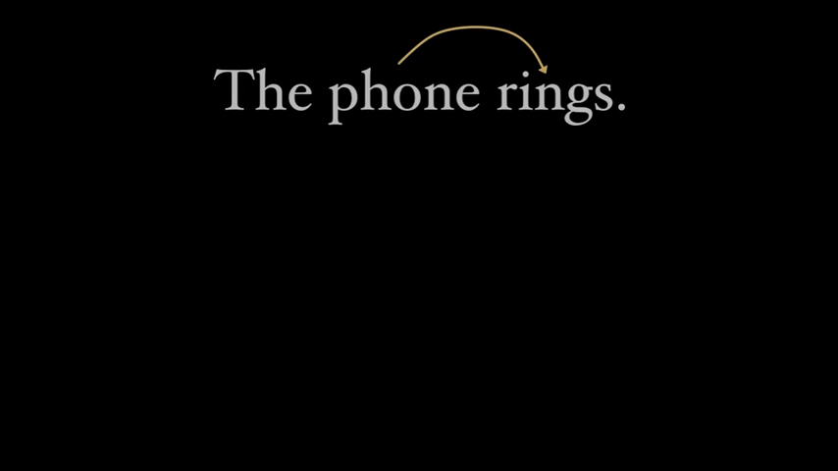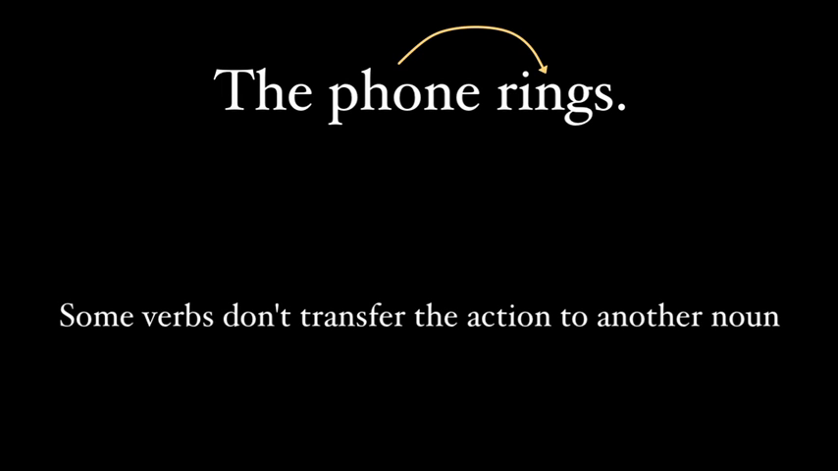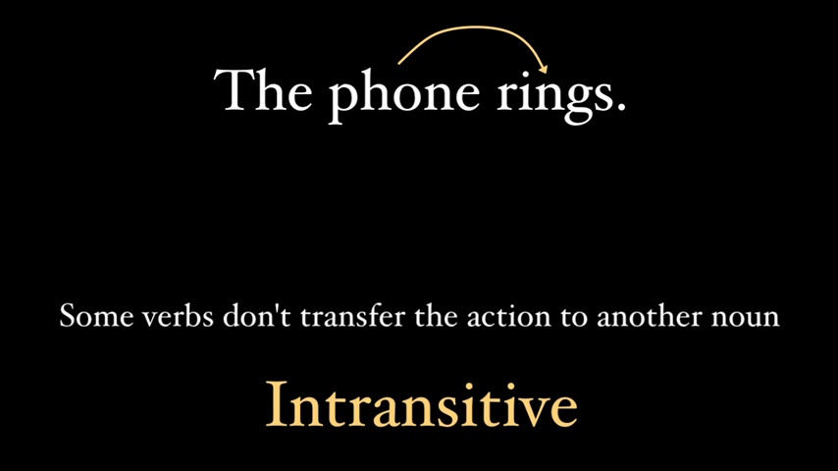But if we look at the verb rings, you can see that the action stops at the verb. So since the verb doesn't bring the action across to another noun, we call this an intransitive verb. Here the prefix in is used to mean not, in the case of involuntary or inexact. It's kind of like a bridge to nowhere.